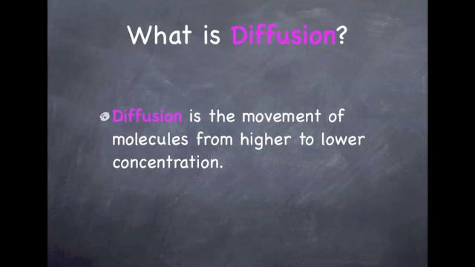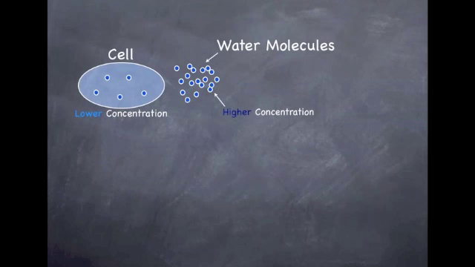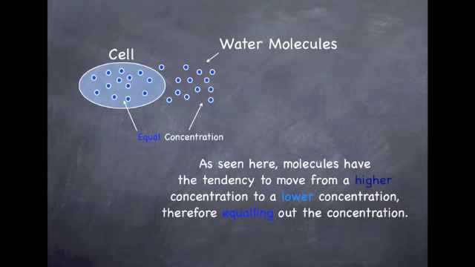Diffusion is the movement of molecules from a higher to a lower concentration. For example, this shows that the water molecules on the right have a higher concentration, and the water molecules inside the cell on the left have a lower concentration. See what happens. The water molecules with the higher concentration, on the right, equalize the concentration, therefore moving into the lower concentration. Basically, whenever there's a higher concentration of a certain molecule, and on the opposite side there's a lower concentration, they try to balance it out.